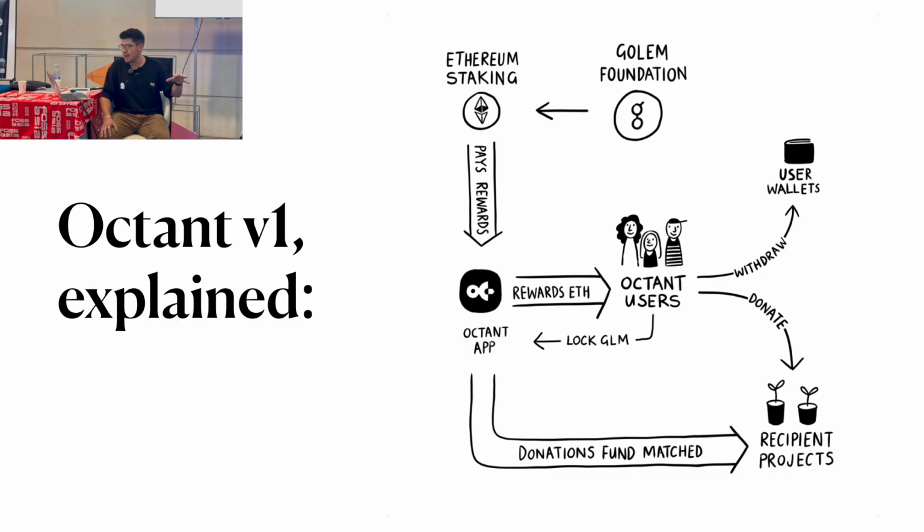As I mentioned, Golem Foundation gave 100,000 ETH to stake and pays rewards through the Octant app. The ETH rewards go to our GLM lockers. Those are our Octant users. And the rest goes into a matching fund. And the matching fund, every epoch, every round, we pick 30 projects that are going to receive funding. And the way this funding is allocated is via quadratic funding.